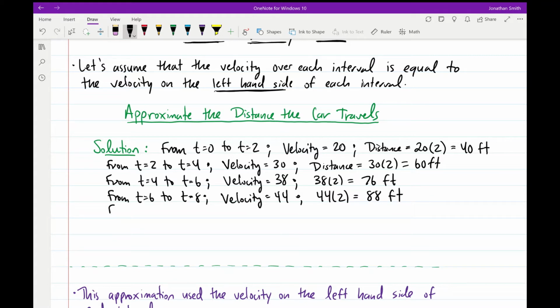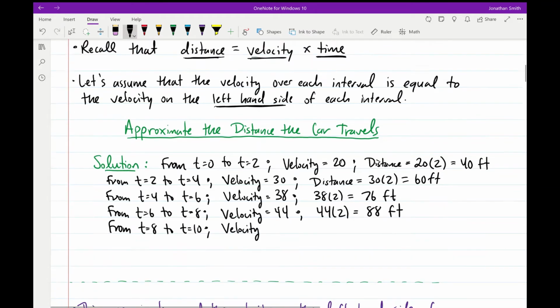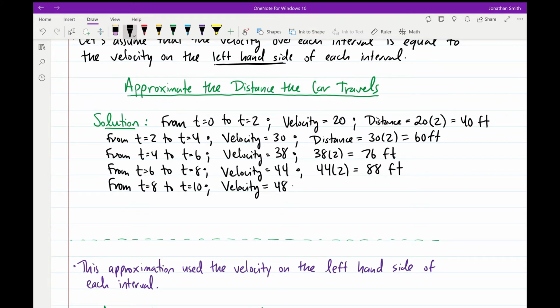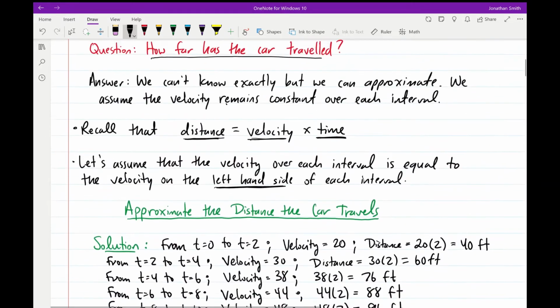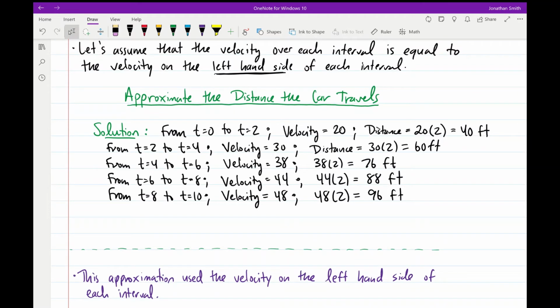And then finally, the last interval, we can go from t equals 8 to t equals 10. And this time, the velocity is going to be equal to 48, because that's the velocity at t equals 8. And the corresponding distance is 48 times 2, which will be 96 feet. So now we calculated the distance that the car traveled, assuming that the velocity is constant, and using the velocity on the left-hand side of each of these 2-second intervals here. And we found the distance over each of these intervals.